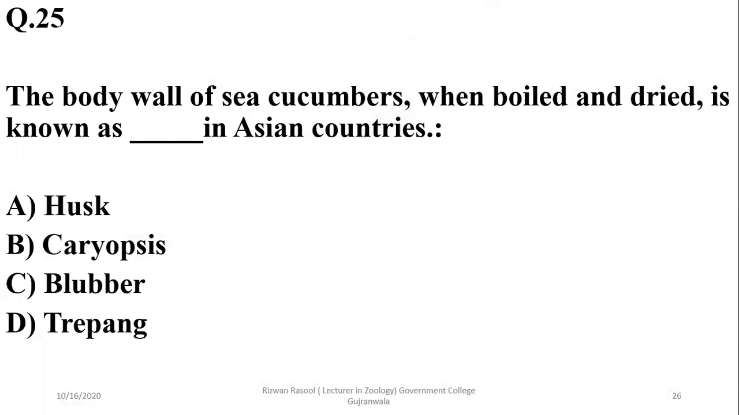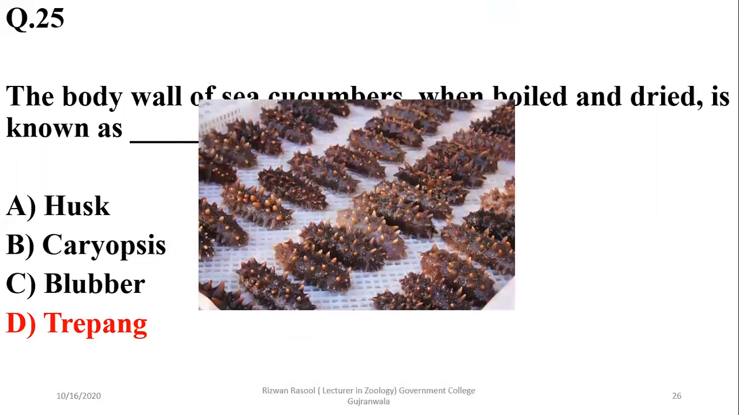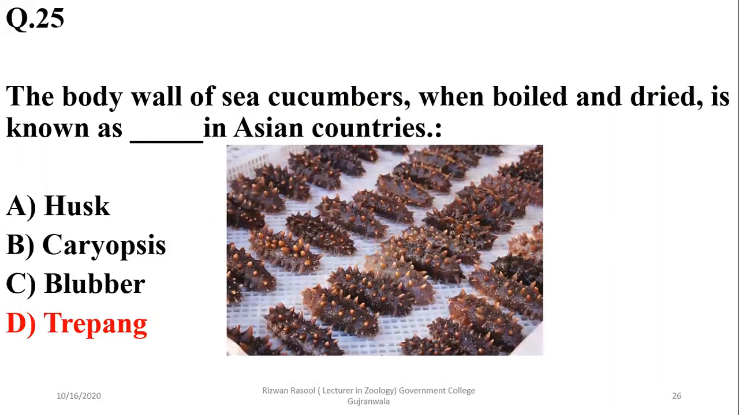The body wall of sea cucumbers, when boiled and dried, is known as dash in Asian countries. It is actually trepang and it is used as a food source and in the contents of many soups or other food dishes. So the right option will be delta.